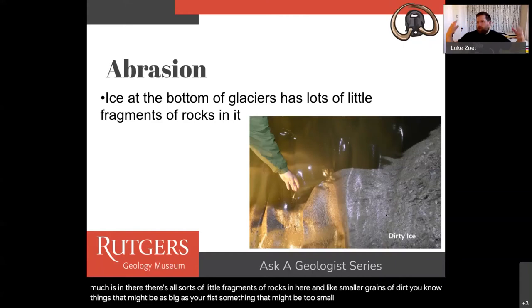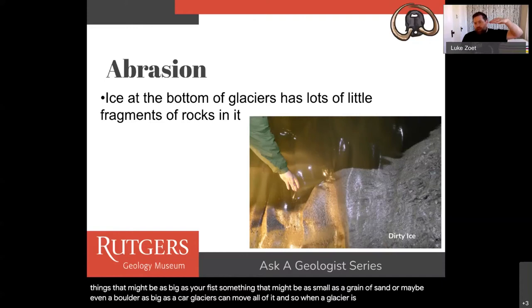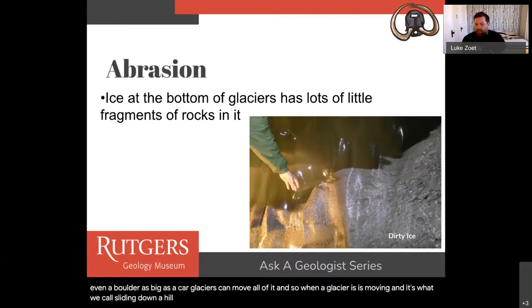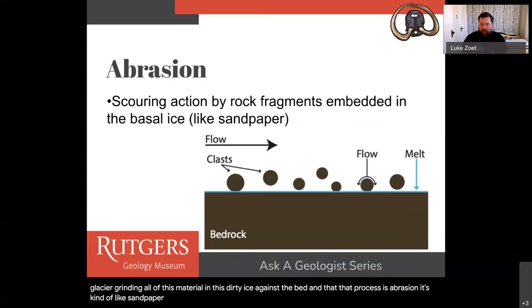And so when a glacier is moving, what we call sliding down a hill, this dirty ice is essentially moving over the bed that it's sitting on, right? And so you have the glacier grinding all of this material in this dirty ice against the bed. And that process is abrasion. It's kind of like sandpaper, right? This is a picture looking at it from the side, so the glacier would be very tall in this direction.